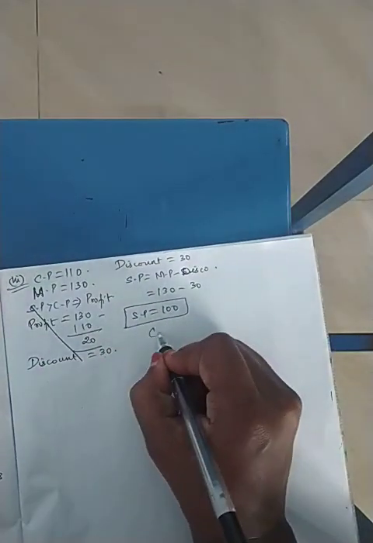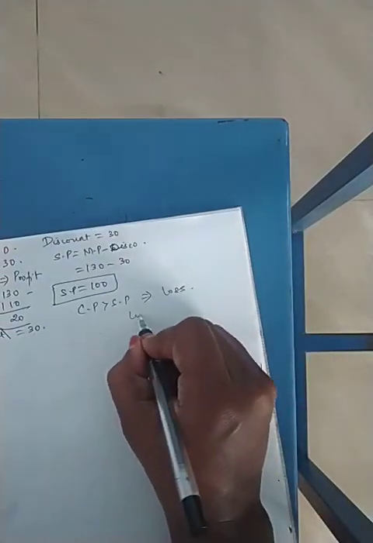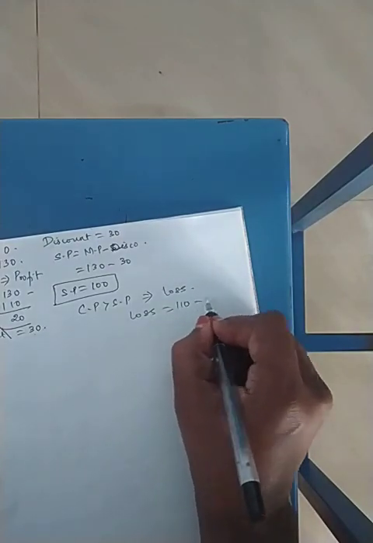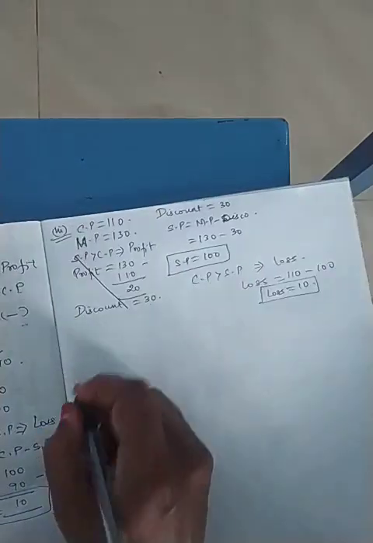Now CP is greater than SP, which means it is loss. So the loss is equal to 110 minus 100, which is equal to 10. So the loss is equal to 10.